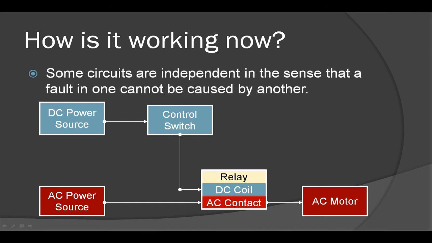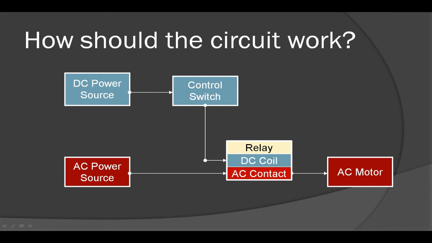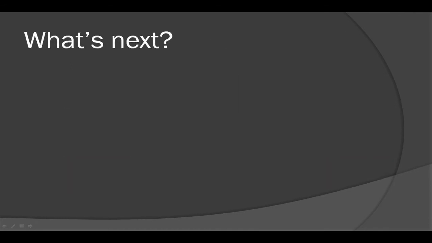Third, some circuit components are independent in the sense that a fault in one part of the circuit cannot be caused by the other. While a fault in the DC portion of the circuit could prevent the motor from energizing, there is no fault in the AC portion of the circuit that could prevent the DC coil from energizing. So, if you throw the control switch and the DC coil doesn't energize, that is, if you don't hear the click, then you can devote your attention to the DC portion of the circuit. On the other hand, if you do hear the click of the relay energizing but the motor doesn't start, then the problem is in the AC portion of the circuit. With time and practice, you will learn to approximate the location of a fault based on the symptoms shown in normal operation.